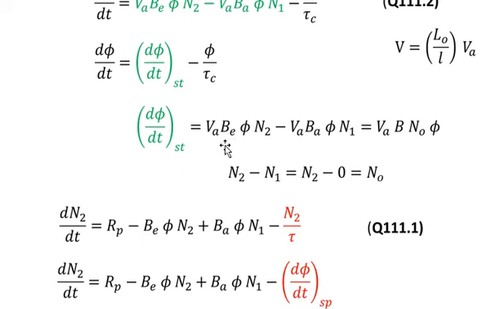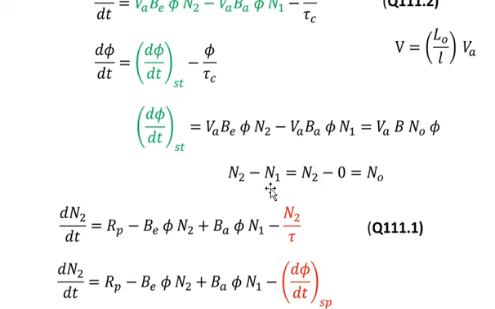So this dφ/dt due to stimulated emission is equal to the difference of these two terms, and we can take Be equal to Ba, and set these two equal to capital B. And we can set N2 minus N1 equal to N naught, which is the population inversion. So these two terms can be written simply as Va times B times N naught times φ. Here N naught can be set as N2 minus N1, and you can take the population of the lower laser level to be equal to 0 or nearly 0, so that N2 minus N1 is equal to N2 minus 0, which is equal to N naught.